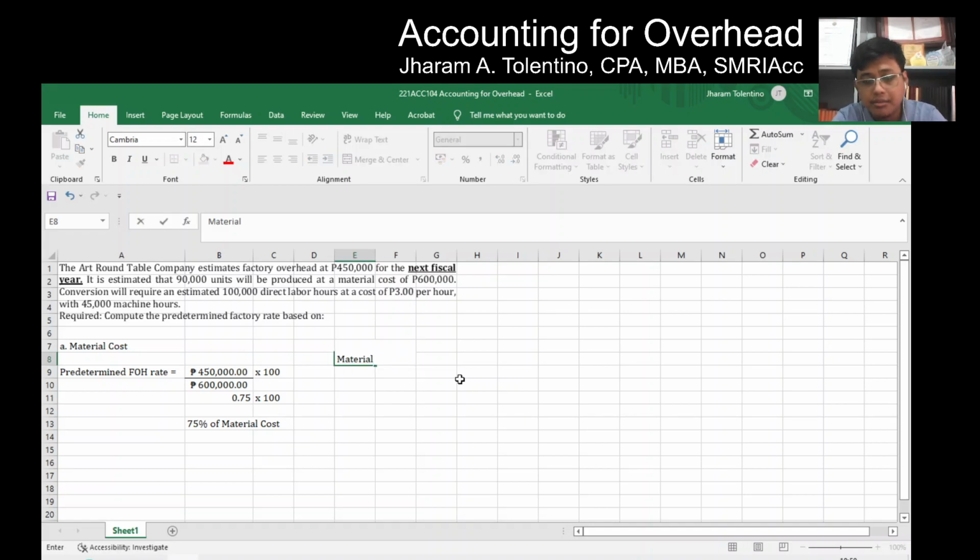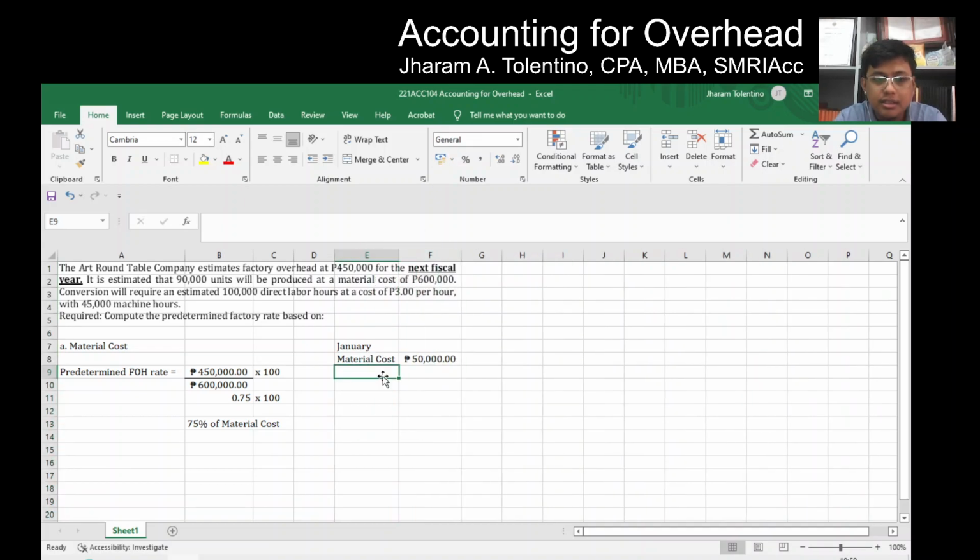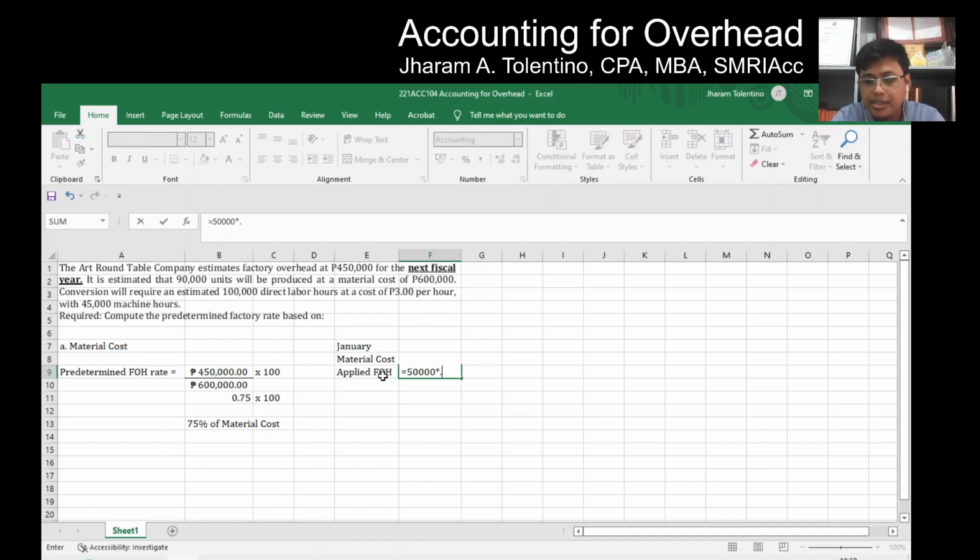Or direct material, tama. Material cost incurred is 50,000. Now, you're asked how much is our applied factory overhead? Very simple. It says 75% of material cost. So, 50,000 times 0.75. That's what comes out. Later, you'll see direct materials plus direct labor plus factory overhead or applied factory overhead. You just multiply it by the material cost. So, it's 75% of material cost.